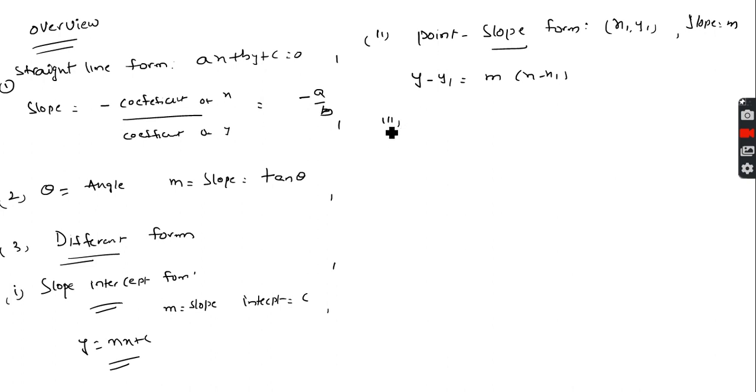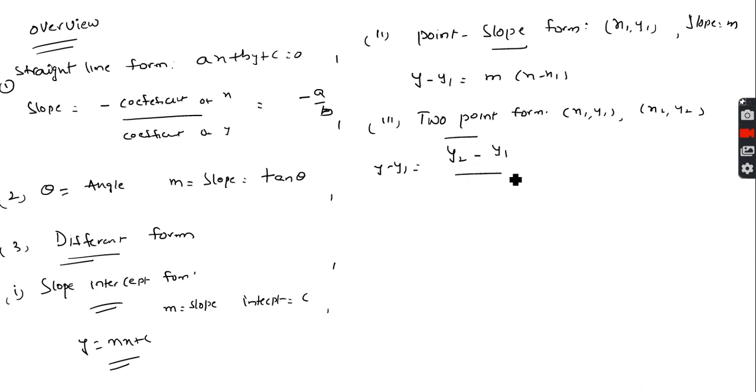Next, third one, two point form. What are the two points? x1 y1 and x2 y2 are the two points. Then the straight line is y minus y1 is equal to y2 minus y1 by x2 minus x1 into x minus x1.